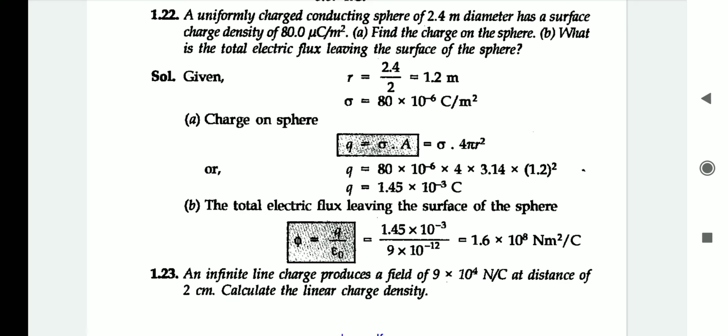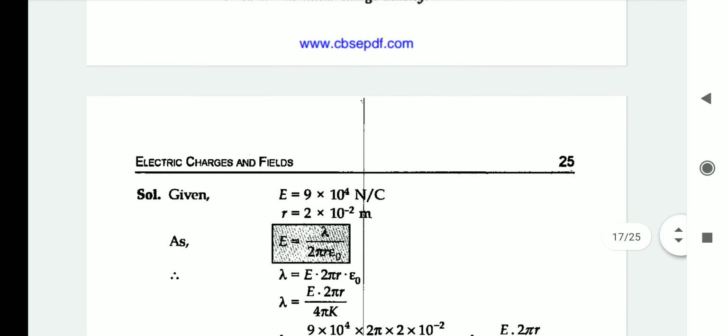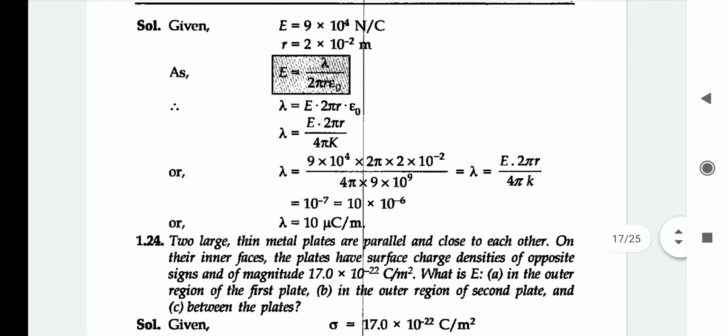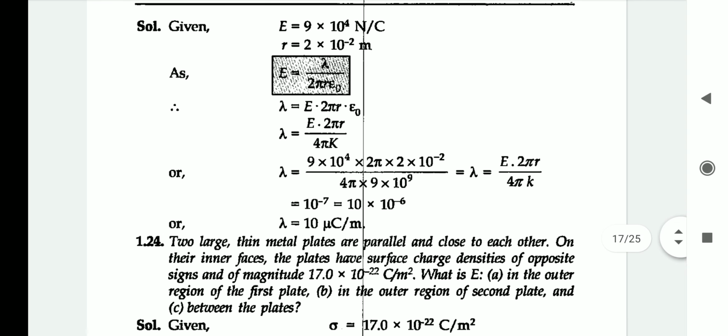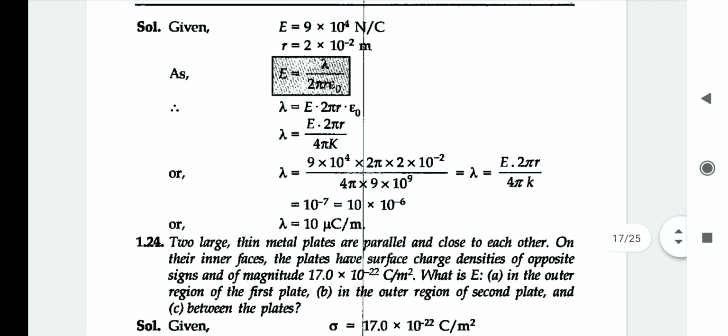Now the next question is the 23rd, and the question is, an infinite line charge produces a field of 9 into 10 to the power 4 Newton per coulomb at a distance of 2 centimeter. Calculate the linear charge density. Now what are we given over here? We are given electric field intensity, that is E is equal to 9 into 10 to the power 4 Newton per coulomb, and the observation point is at a distance of 2 into 10 to the power minus 2 meter.